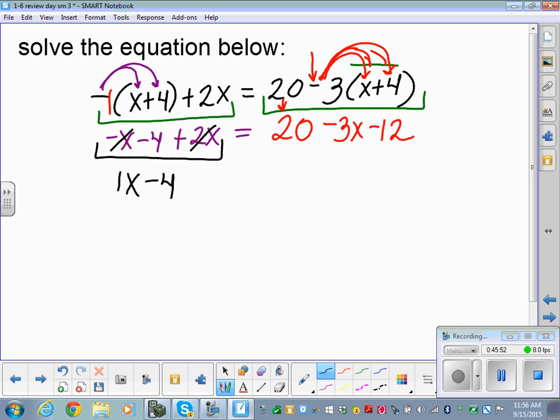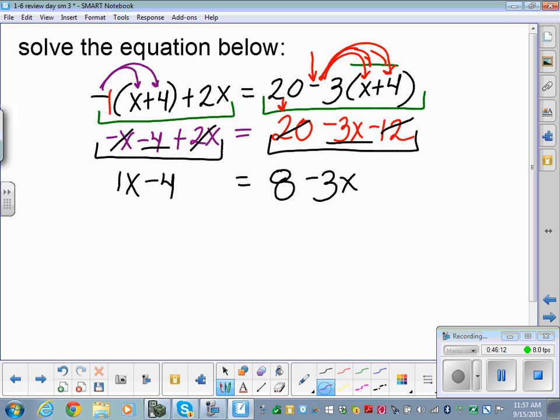If I need to write the 1x there, it's not a big deal, but I'm hoping that we're getting past that. And then we still have our -4 here, which is equal to, I'm going to combine like terms, so 20 minus 12 is 8. So 20 minus 12 is 8, +8 minus 3x, and we still have that.